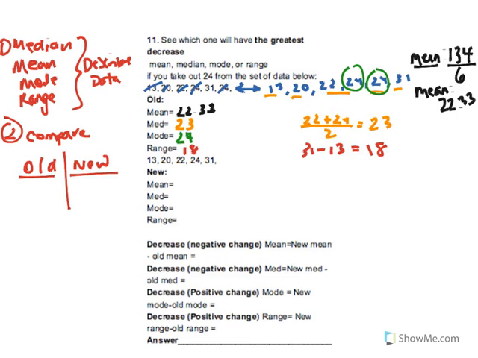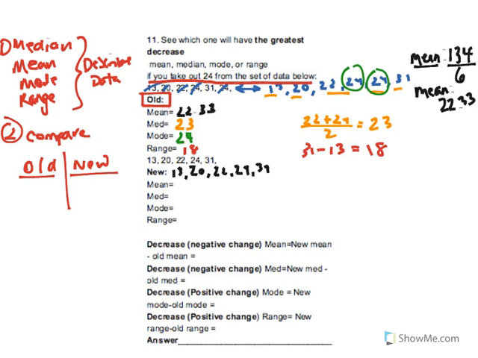Okay, so this was for the old set of data. These are the descriptive statistics for the old set of data. Now they want us to compare to the new set of data if we take out 24 from the set of data. So now we have 13, 20, 22, 24, and 31. So remember, the first thing we always do is order the data. Here the data is already in order, so I'm just going to rewrite it here where it says new. Okay. So now I need to find the mean, median, mode, and range.